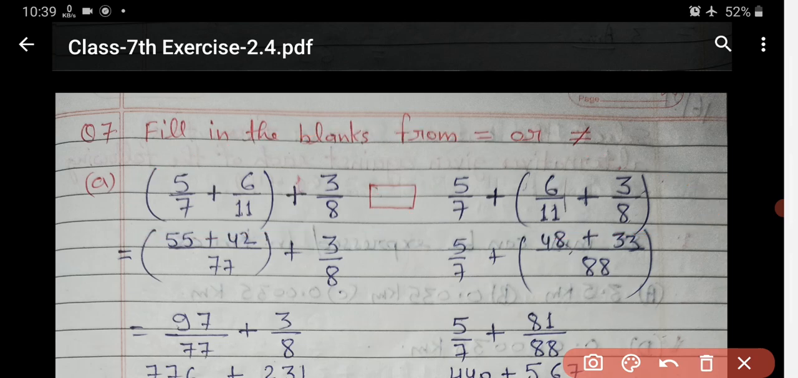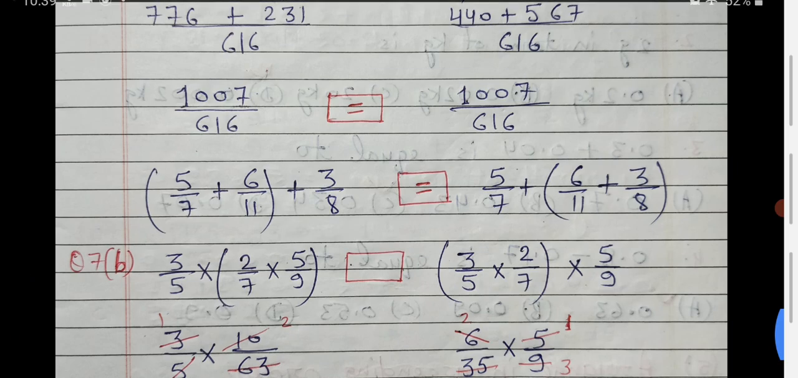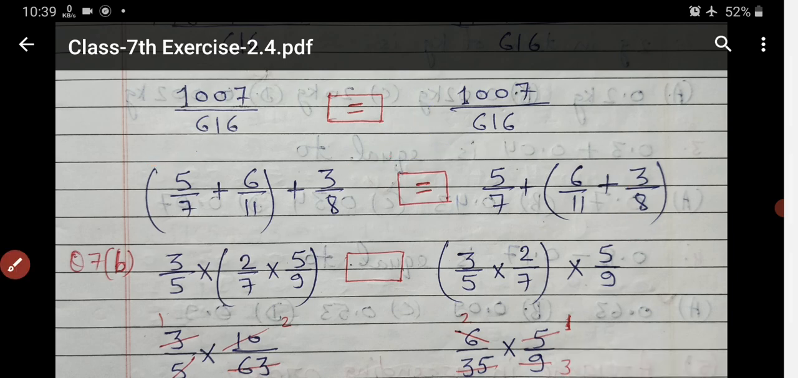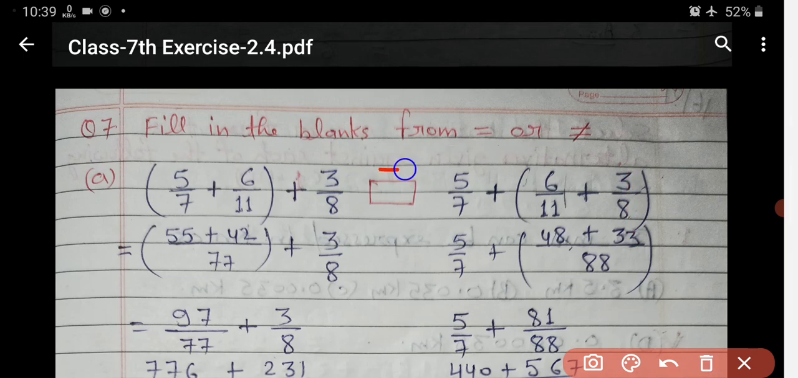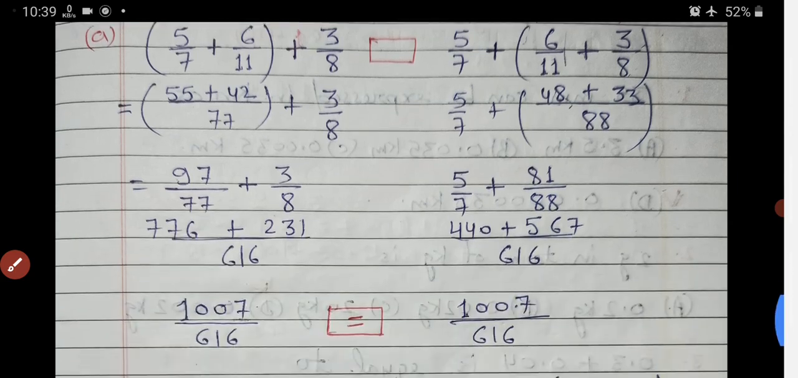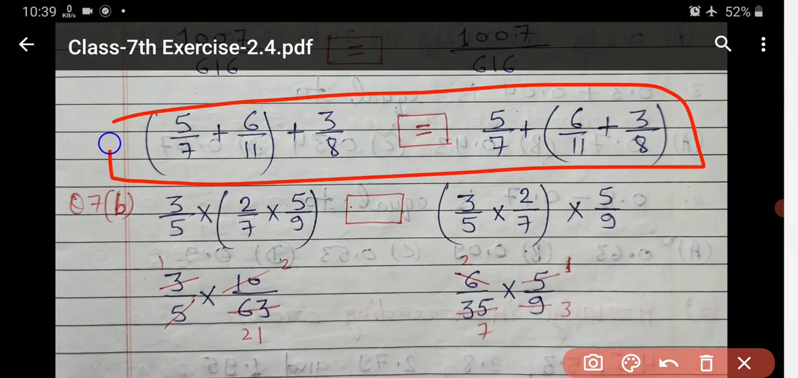When you solve, in the last you get 1007 upon 616, 1007 upon 616. Both sides you get the same number, it means they are equal. So in the last you just put is equal to here, is equal to here, and the whole equation you have to write in the last. Okay, as I told, the whole equation you have to write in the last here. Understand? It is your answer.